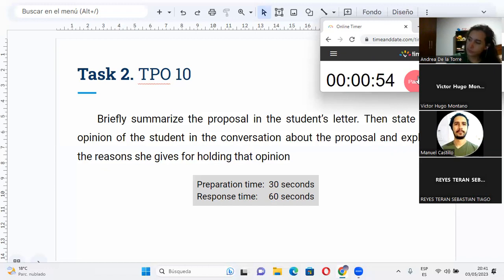Okay, the student in this conversation is against the idea of the art in the lobby and in the entrance. First of all, she explained that this is a bad idea because annoying people is walking and blocking the paints.